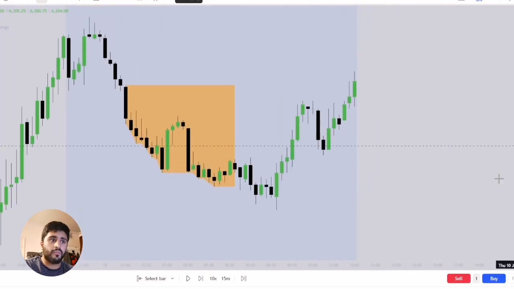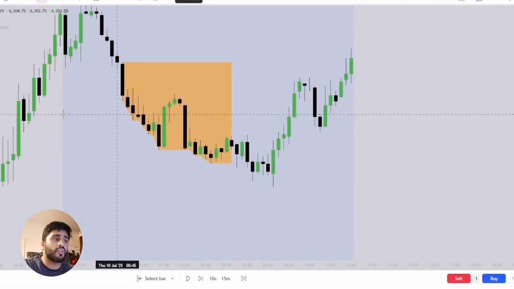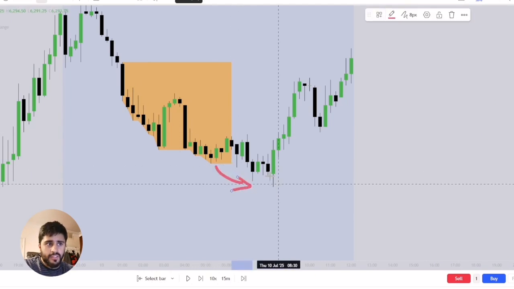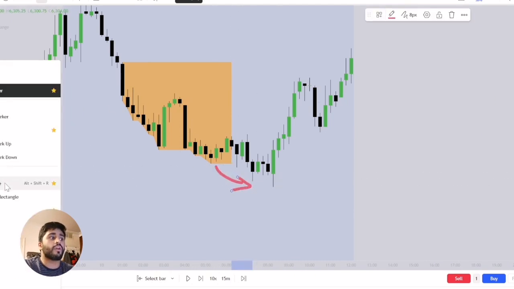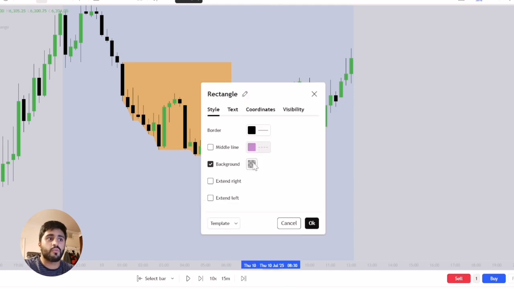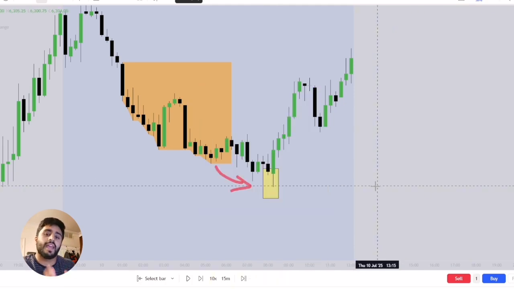Now we're looking for price to sweep the Asian range low. The reason is because this is our manipulation, right? This is price showing us bearish manipulation. When price takes out the Asian range low, this shows us that sell side liquidity has been swept. It is a manipulation to the downside.